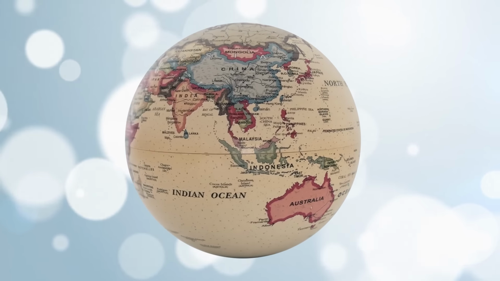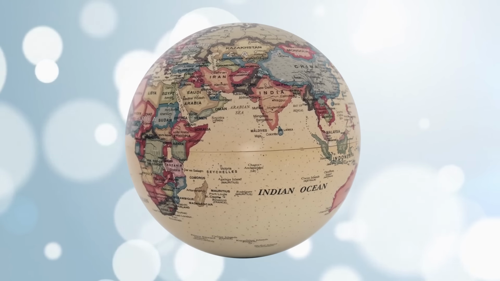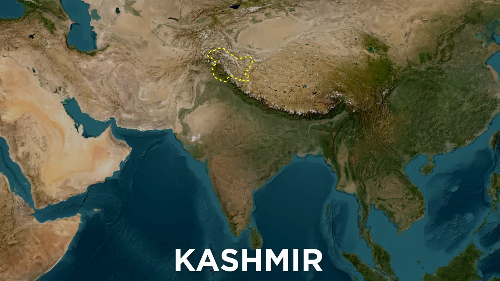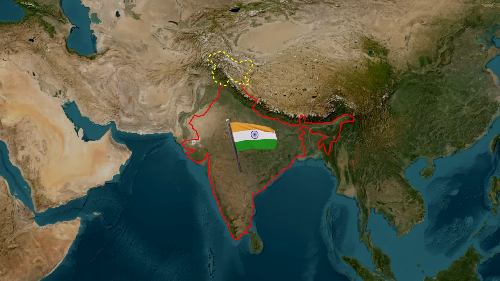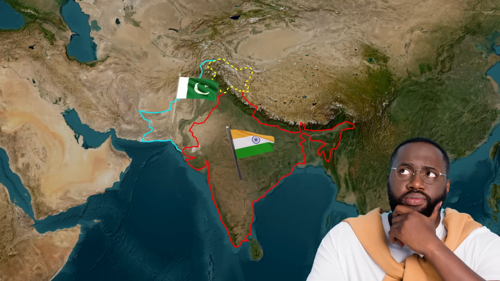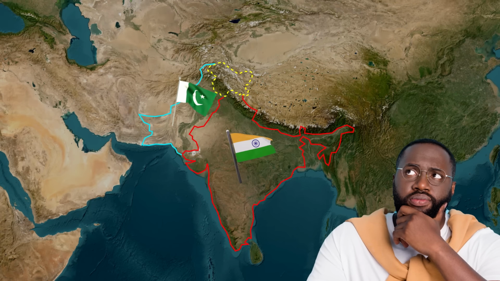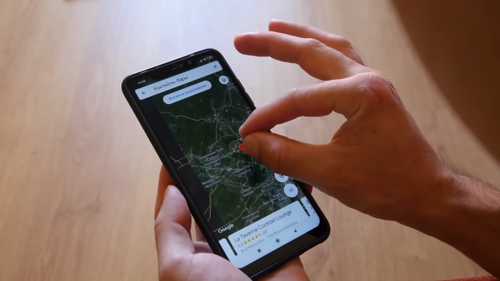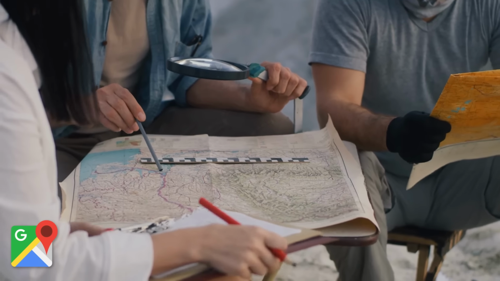Another huge issue with map accuracy comes when they need to depict disputed territories. One example is that of Kashmir, a region claimed by both India and Pakistan. As neither nation will budge on the claim, mapmakers need to make a decision when it comes to depicting the borders of the region. How do they handle this? Well, Google will change their result depending on who's looking. That's right, Google literally redraws the map.